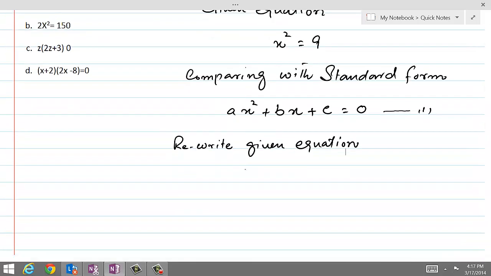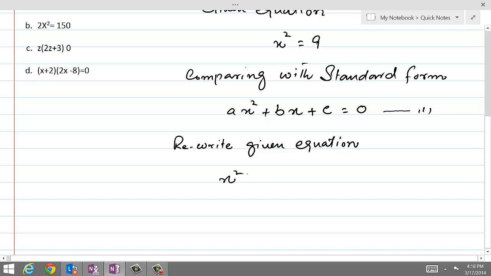We have x square plus, because there is no term involving x, we can write it 0x. Whichever term is missing, we can write that term with 0 coefficient. And 9 should be on the left hand side, so if we bring it to the left side, we write minus 9 equal to 0. The coefficient of x square is not visible, so we can write it 1.